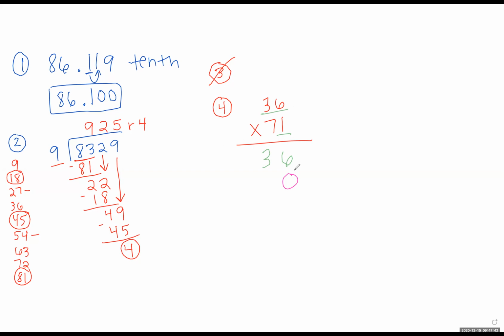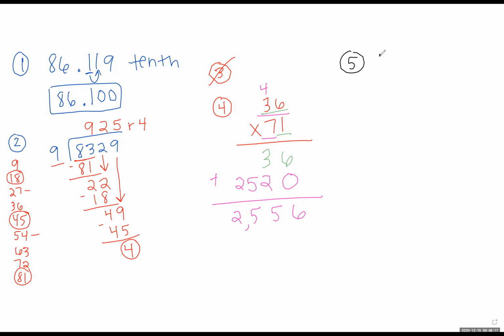Next, I will be doing the 36 times 7. 6 times 7 is 42. 3 times 7 is 21, plus 4 is 25. Next, I will add my 25. It's a little wonky. Let me fix it. 6 plus 0 is 6. 3 plus 2 is 5. 5 and 2. So 36 times 71 is 2,556.